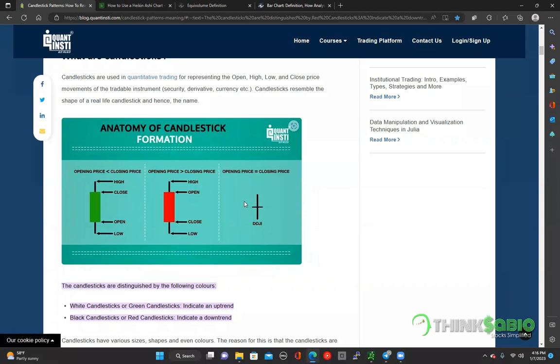And there are a few names for every candle pattern. There are different names. And if you basically have open and close at the same point, they call it a doji.